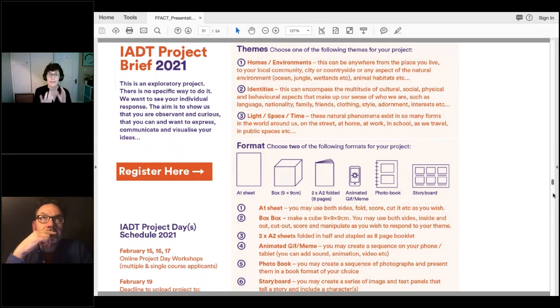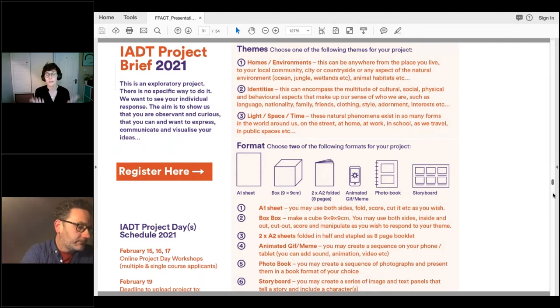You can make an 8-page little notebook, magazine or zine or book or something like that. So that's two A2 pages that have been folded. So again, we're thinking there about front, back, on all sides. What could you do with that sort of format that relates to your theme? You could make something like an animated GIF or a meme or other digitally manipulated image with that. Again, how are you going to do it? How is it going to be interactive? How is it going to relate to your theme?